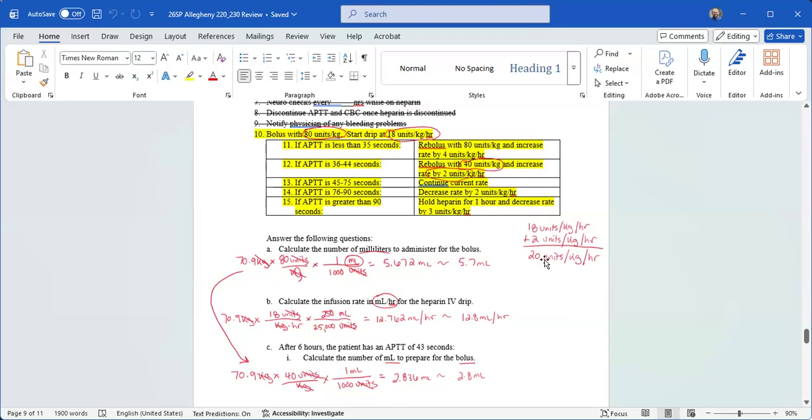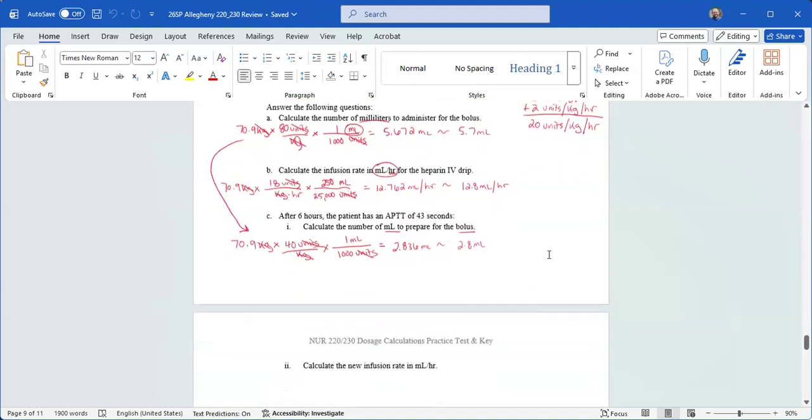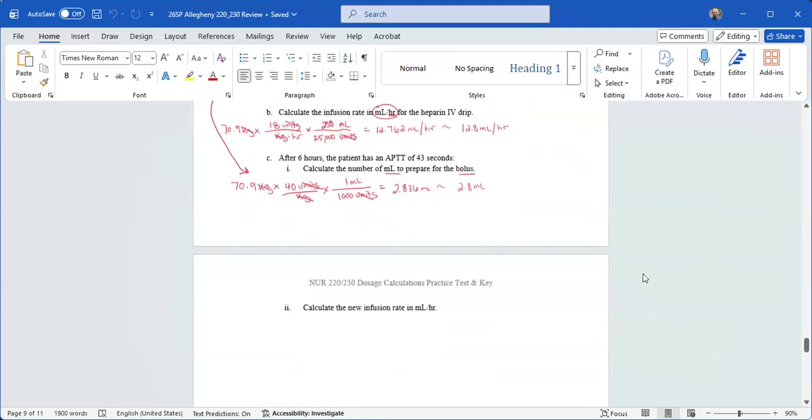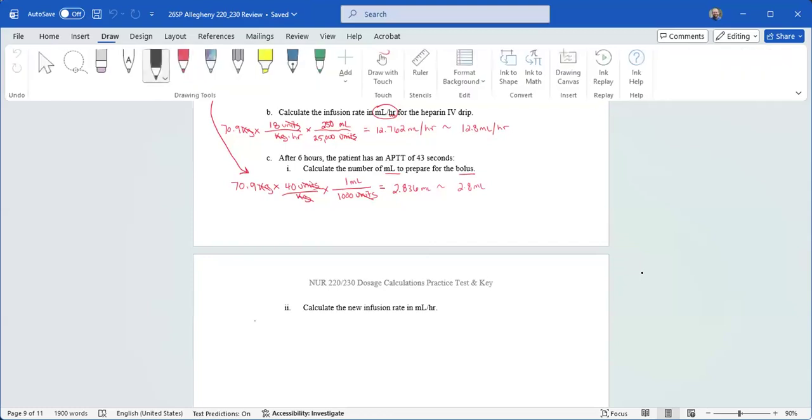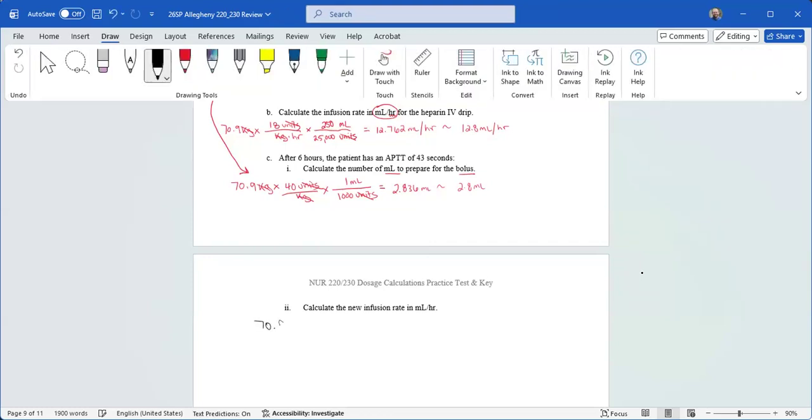I didn't work this out because I wanted to let students work it out on their own. But I'm going to work it out now. We're still talking about the same patient. The patient weighs 70.9 kilograms. Instead of multiplying by 18 units per kilogram, we're going to multiply by 20. Actually, now that I think about it, I think I did work this out.